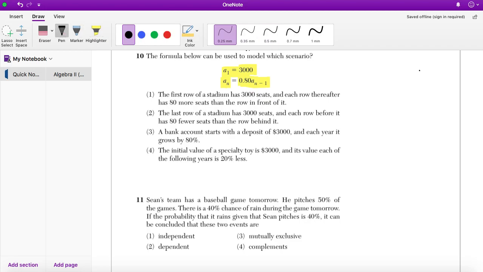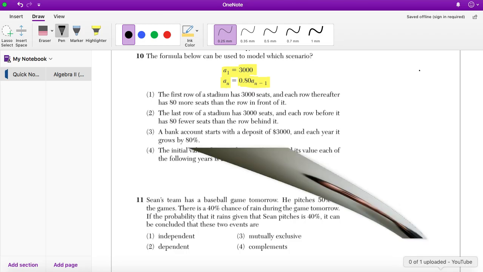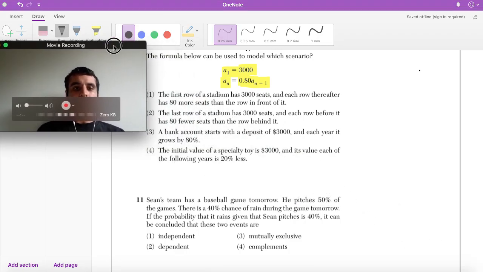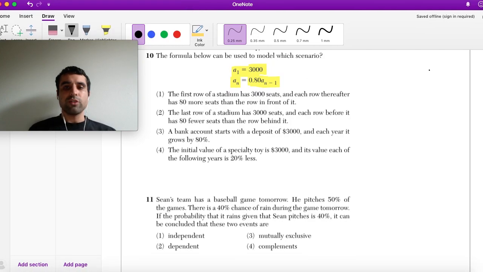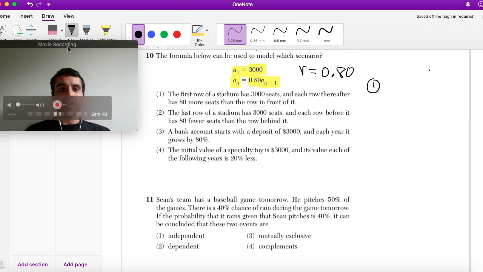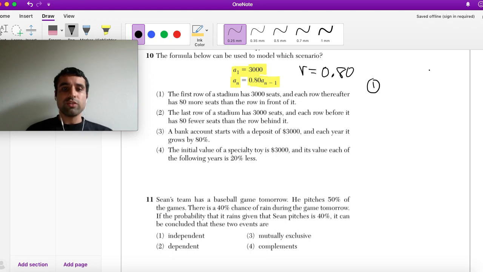You need to know the difference between a recursive formula and an explicit formula. This one has a first term of 3,000, and it has a common ratio where it's multiplying by 0.80 each time to get the next term. So it has to be a geometric sequence with a common ratio. So anything that doesn't have that, I'm going to just go through each choice one by one and eliminate. So in choice 1, the first row of a stadium has 3,000 seats.